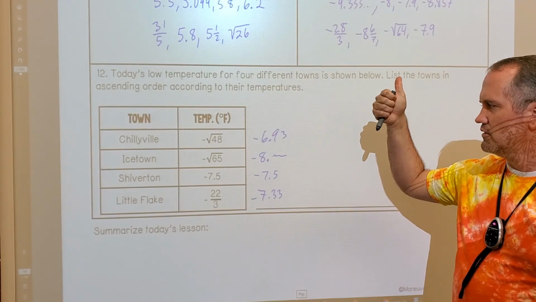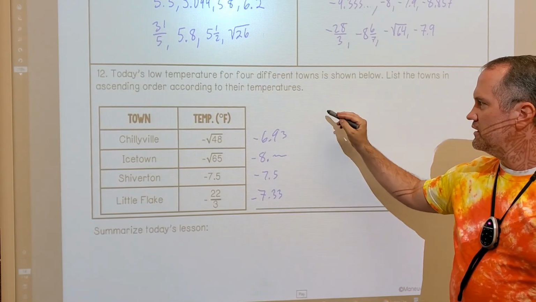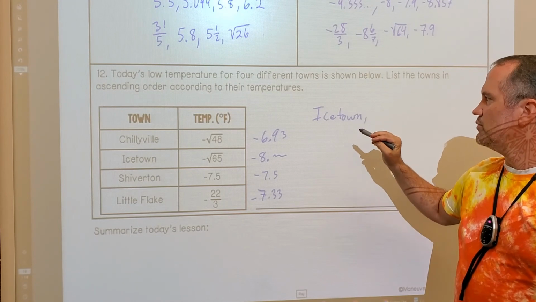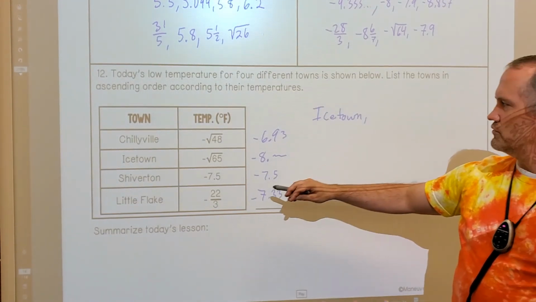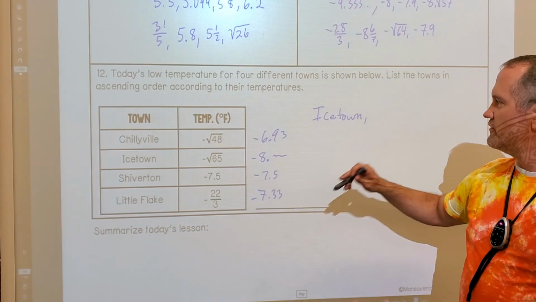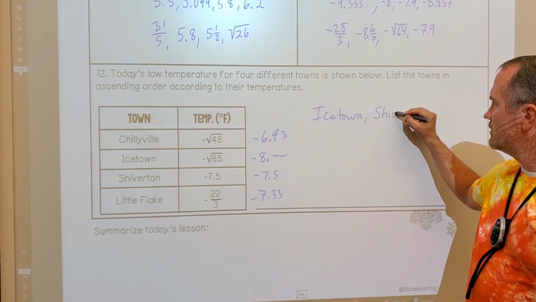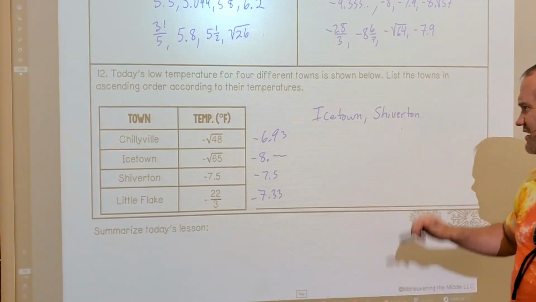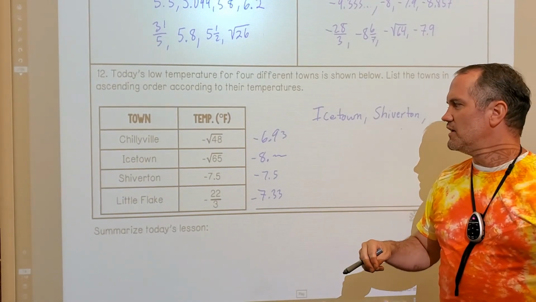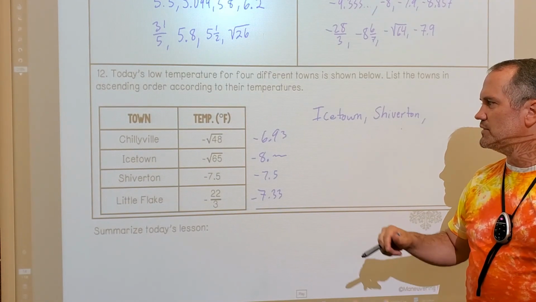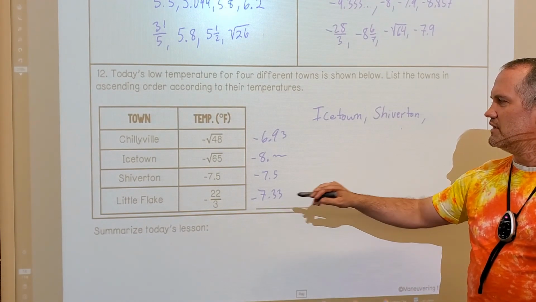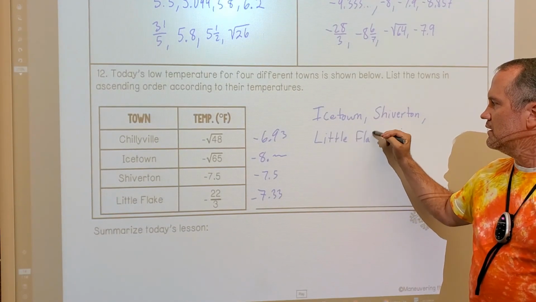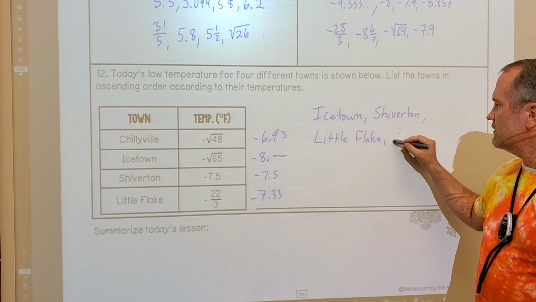Getting hotter. So the coldest one is Icetown. Icetown, baby. Then Shiverton. Shiverton, it's a great weather joke. I'll tell Mark Eubank. And then what one? Then Little Flake. And lastly, Chillyville.